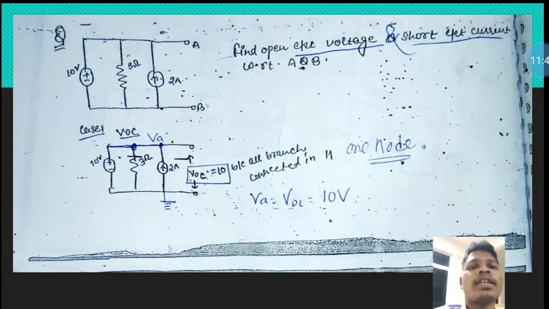So there is a question asking about finding the open circuit voltage and short circuit current across AB. This is point A and this is point B, and there is a 2 ampere current source and a 10 volt voltage source with a parallel 3 ohm resistance. First we need to calculate the open circuit voltage.